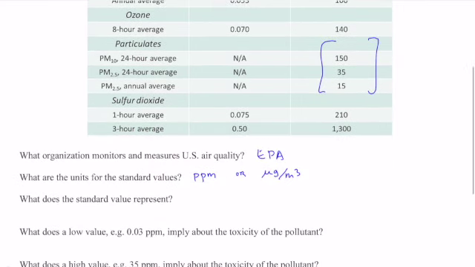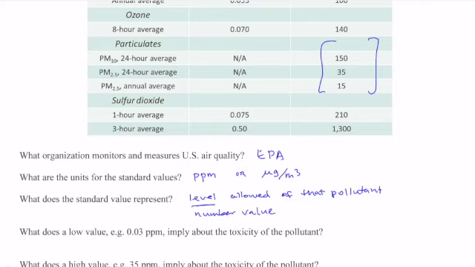So the standard value represents the level allowed of that air pollutant. You want that number value, at least if it's monitored by the government, to be a low number, because if the government says, oh, you can have 1,000 of this thing, then there's no purpose in that. So the government has set these standards which will keep us healthy by keeping those numbers low.